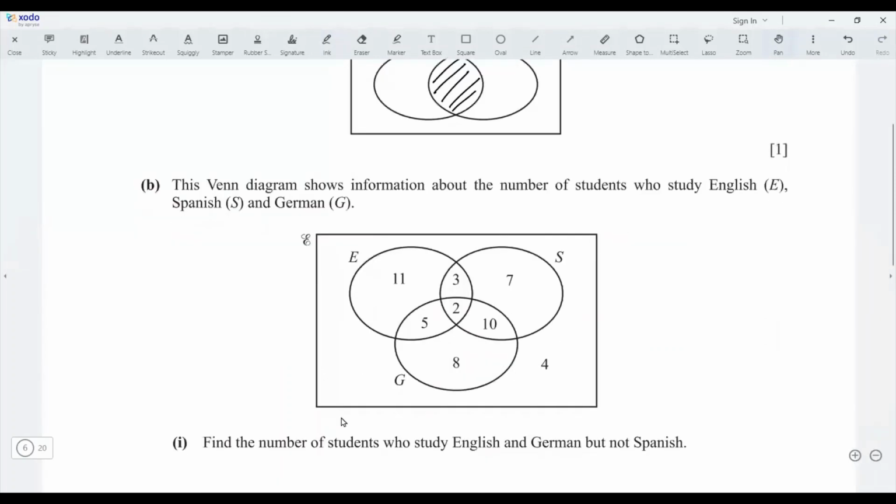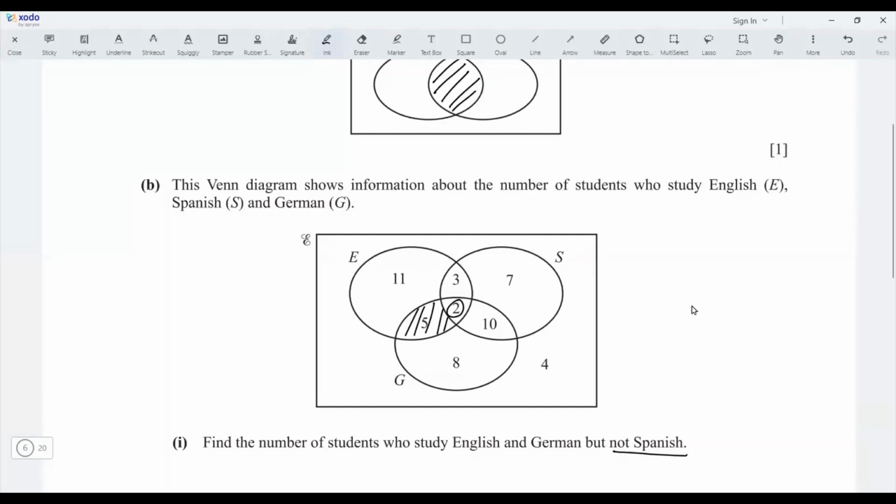In the next type of question, we have to write down the number of students who study English and German, but not Spanish. E is for English, G is for German. So E and G have this common region. But they're saying that if he or she is not studying Spanish, we have to exclude that too. So we have this region, and this region has 5 students.